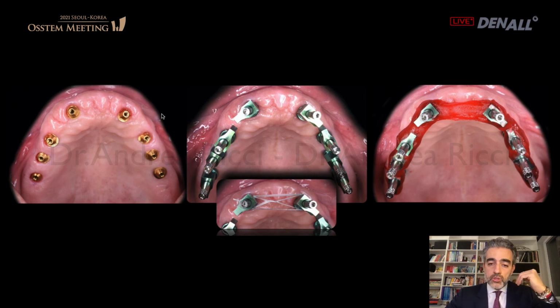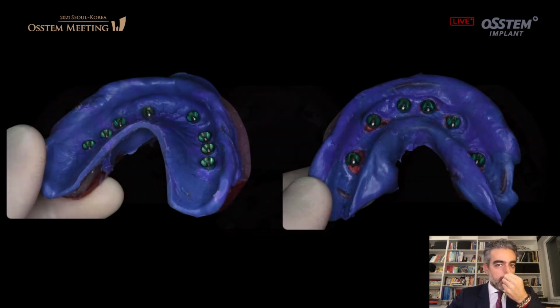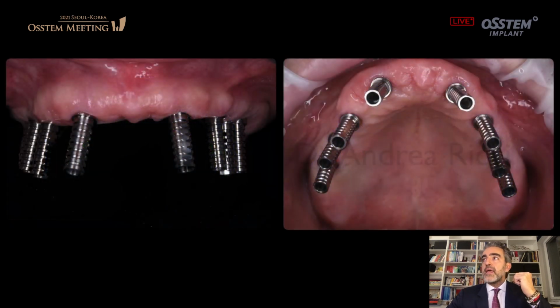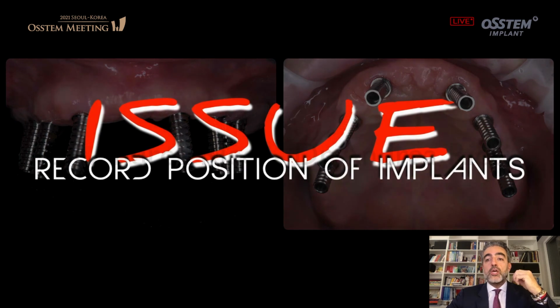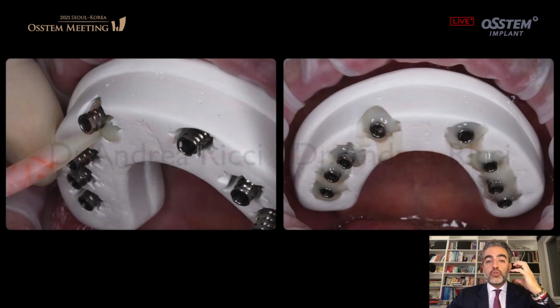In those days, I was not trusting yet digital impression for full arch on implants, so I joined the implants, I recorded the position, I made a PVS silicone impression, and I delivered the temporary cylinder. Now the issue is to record and be sure that the position of the implants are proper, so I utilize this stone index aligned with the composite.